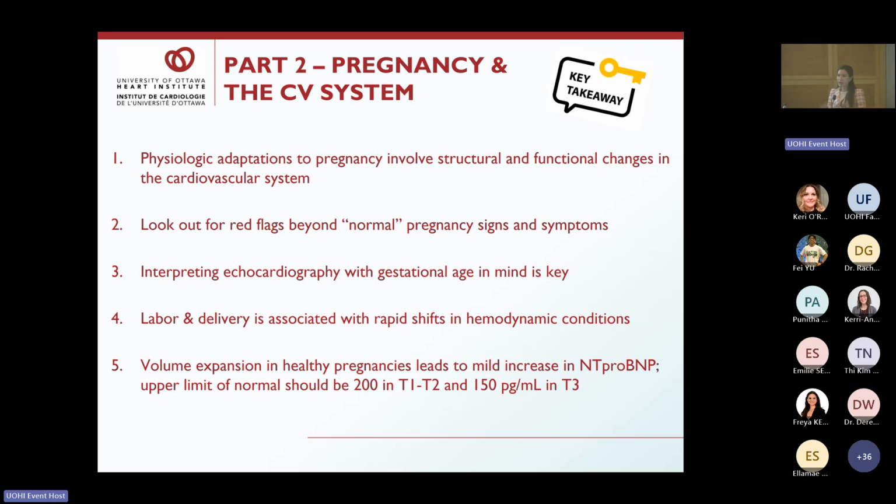So to sum up what we have discussed so far, there are structural and functional changes that are adaptations to pregnancy. Look out for those red flags and don't assume that everything is normal because of pregnancy. Keep in mind the gestational age when interpreting a cardiac echocardiogram. And labor and delivery is a high-risk period with rapid shifts. And remember the pregnancy-specific, trimester-specific cutoffs for NT-proBNP.